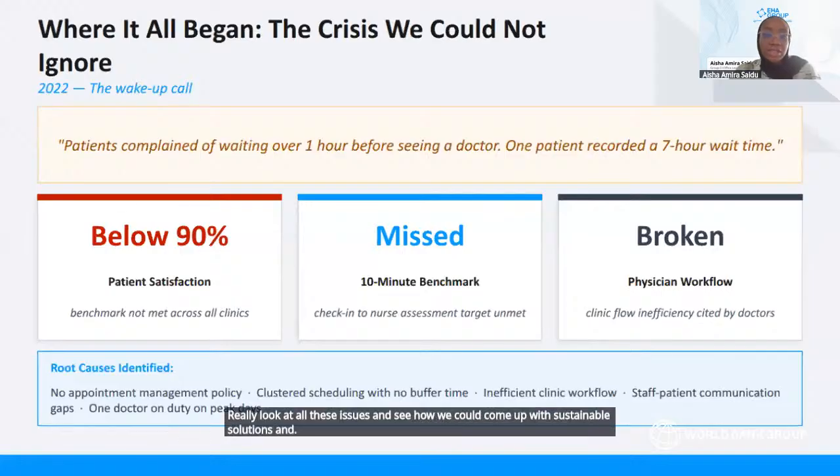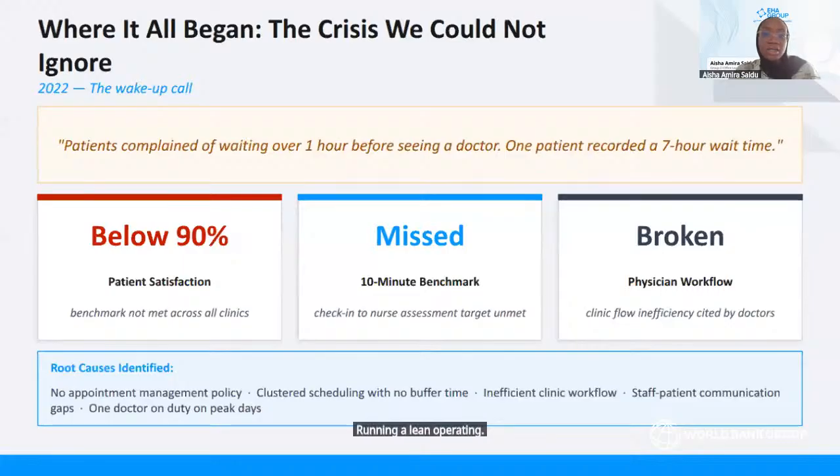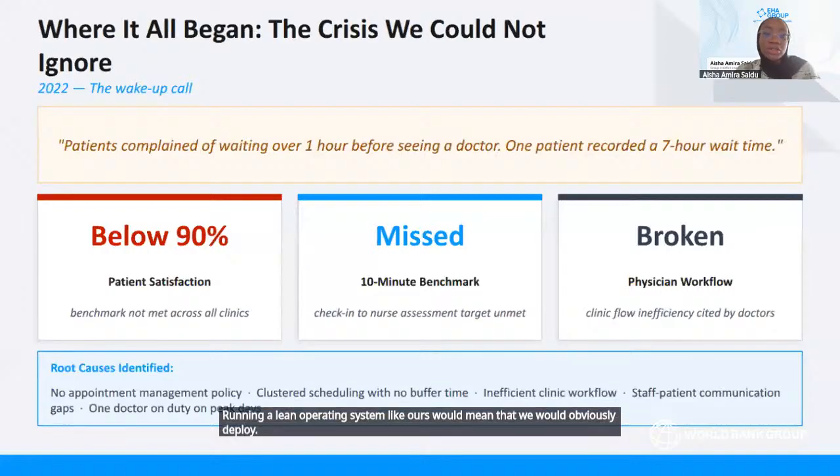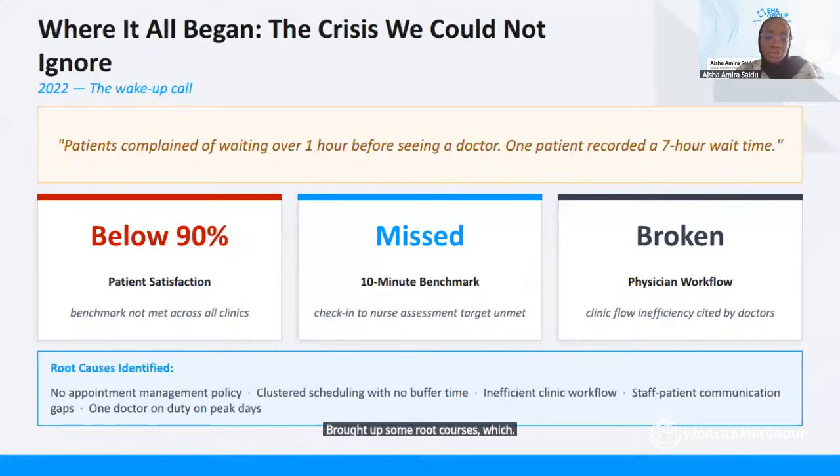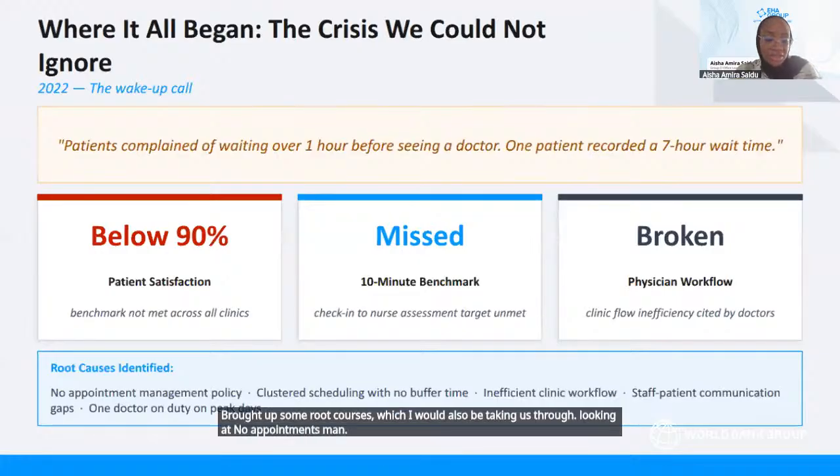And of course, running a lean operating system like ours would mean that we would deploy tools for cutting out the various lean wastes in our system. Some of the few things that we looked at brought up some root causes, which I will also be taking us through. Looking at no appointment management policies. So when we gathered around, we sat down, we thought through the process and what the issues were. We understood that appointment management policy was an issue, right?